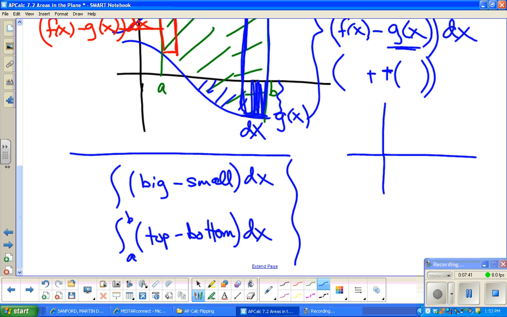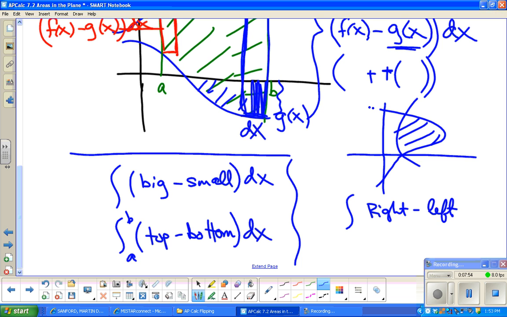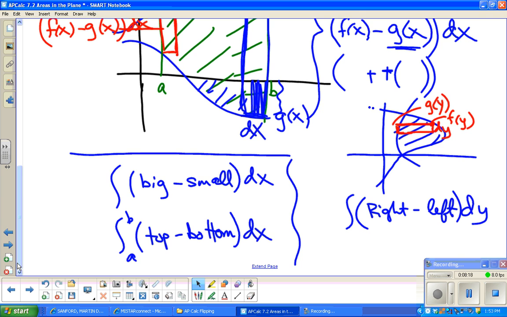Sometimes what happens is you have some goofy graphs that are sideways, like this. So it could be an integral that's right minus left. And again, it's big minus small, and that's dy. The idea is the rectangles this time are going sideways. We'll see that in just a minute. So this is actually dy, and this might be f of y, and this might be g of y, and you would subtract those two, f of y minus g of y, etc. Okay, I don't want to spend more time on that. I want to get to some examples.